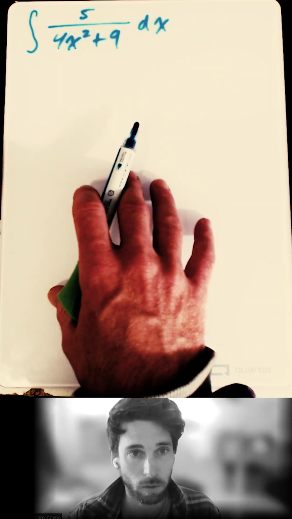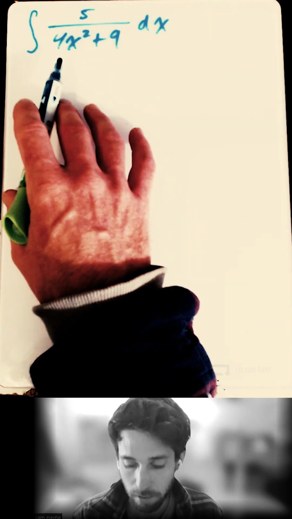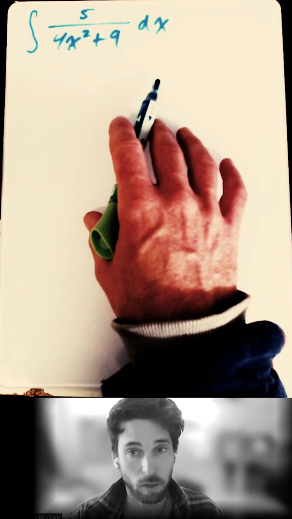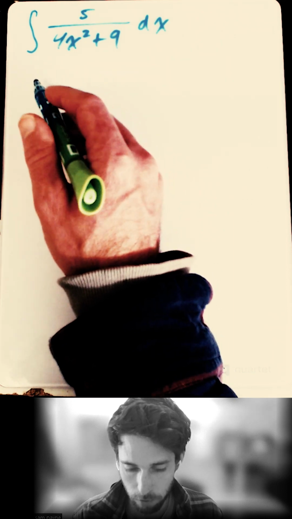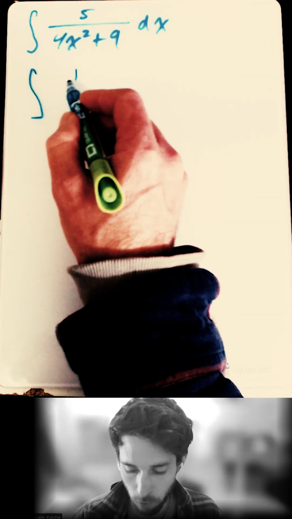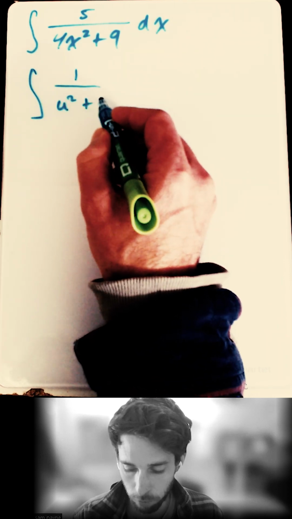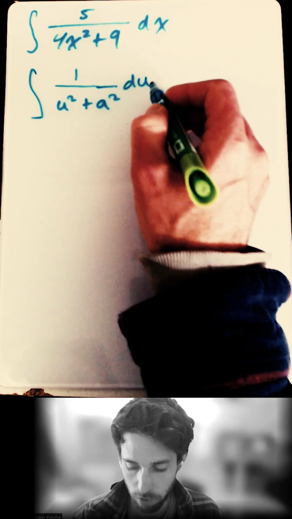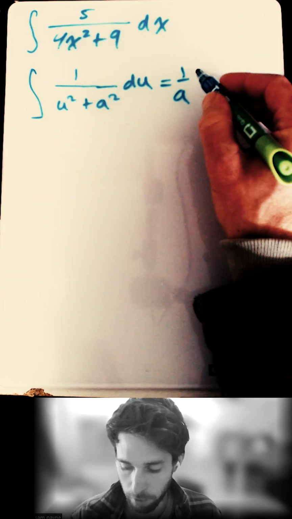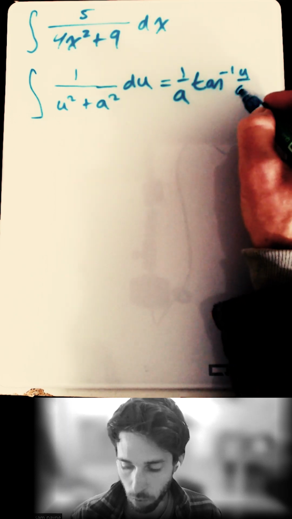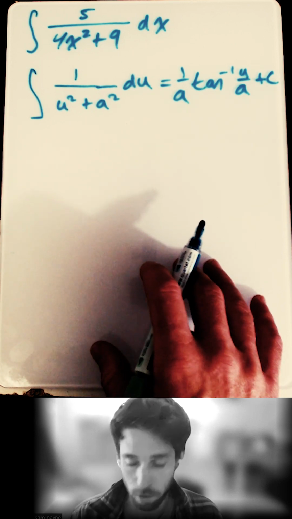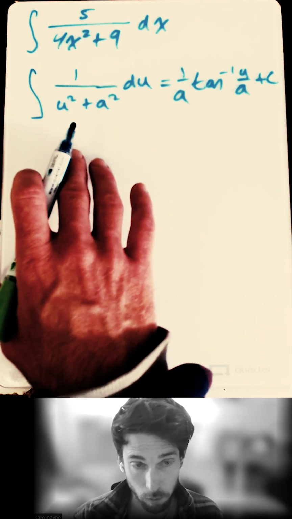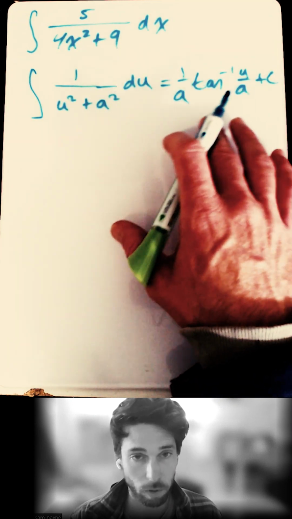Does this look like anything to you? Immediately, what I see is a kind of x squared plus a squared scenario. So one of our equations is arctan, and we know that the integral for 1 over u squared plus a squared du is equal to 1 over a tan negative 1 u over a plus c. So that's a known integral equation. So if we can make what we're given on the quiz look like this, then we can solve it, and the answer will look like this.